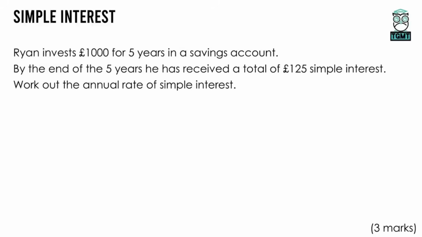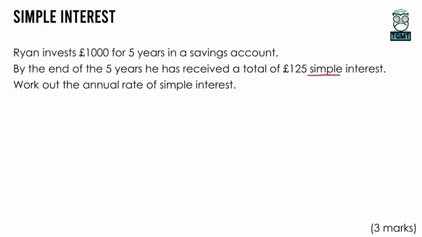It says here, Ryan invests £1,000 for 5 years in a savings account. By the end of the 5 years, he had received a total of £125 simple interest. Work out the annual rate of simple interest. Now, in a question like this, simple interest is the nice one.